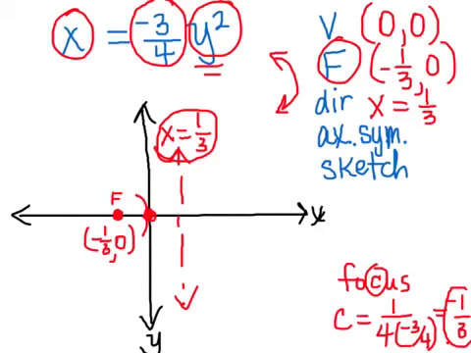The axis of symmetry goes right through the middle of the parabola. It always is perpendicular to the directrix, and it goes through the focus and the vertex, and so it is the horizontal line, y equals 0 in this case.